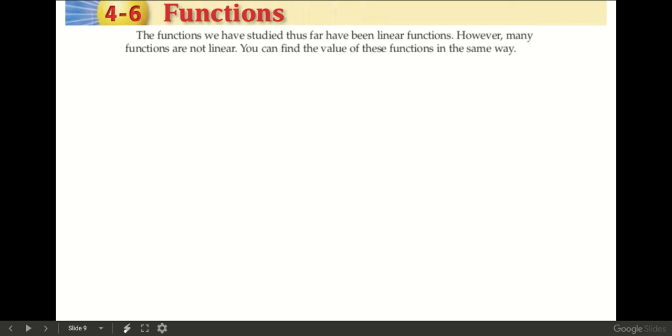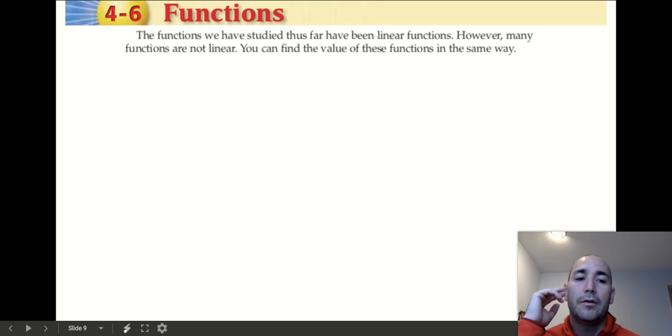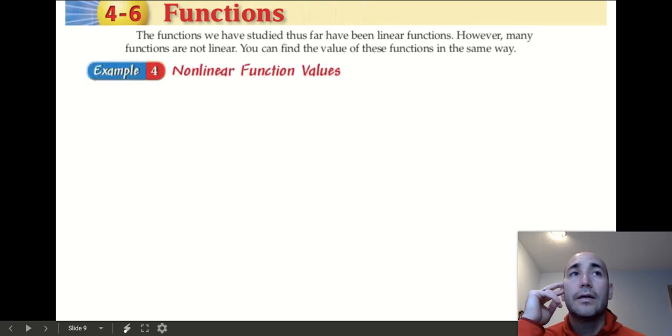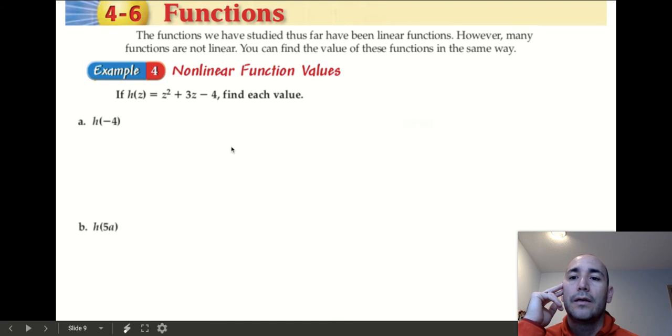However, many functions are not linear. You can find the value of these functions in the exact same way, though. So we're going to take a look at a couple of these. So we're going to look at some nonlinear functions here. So here we're going to take a look at these three values here.